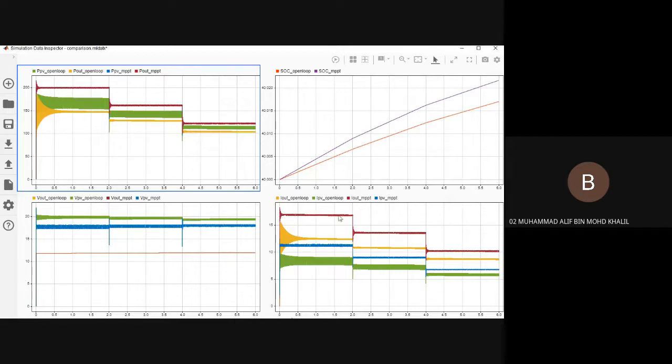The current that flows into the battery is higher than the IR open loop. You can see here it is around 17 for the IR MPPT, while the open loop is around 13 ampere.